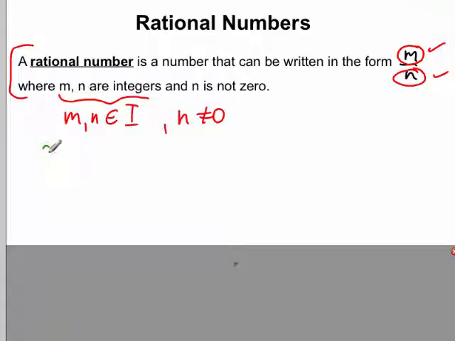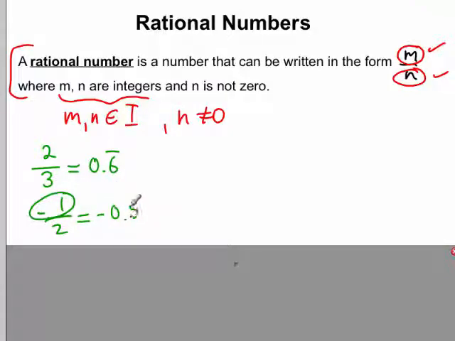Let's just take two integers, 2 and 3, and they're divided. That makes a rational number, which we can decimalize. If we decimalize this one, we get 0.6 repeating. Negative 1 over 2, if we have negative 1, which is an integer, divided by 2, which is an integer, that makes a rational number, and that decimal is negative 0.5. Just a regular number 3, that's a rational number also, because 3 can be written as 3 over 1, or 6 over 2. Okay, these are all rational numbers.